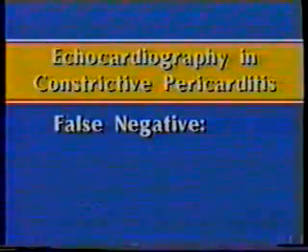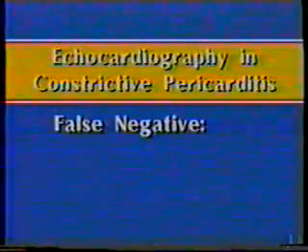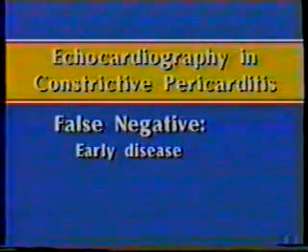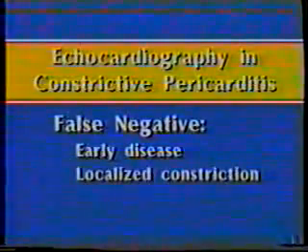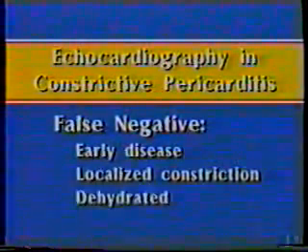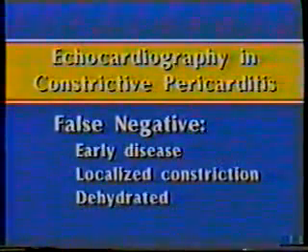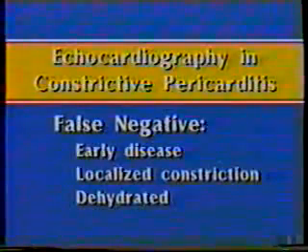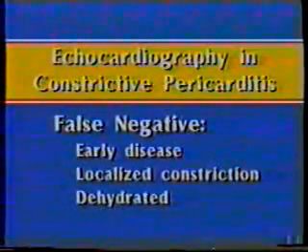False negatives in Doppler diagnosis of constrictive pericarditis may include patients who have early disease and therefore only mild hemodynamic changes, patients with only small localized areas of constriction, and patients who are dehydrated, since reduced preload can potentially mask the aforementioned Doppler changes even in advanced cases of constrictive pericarditis.